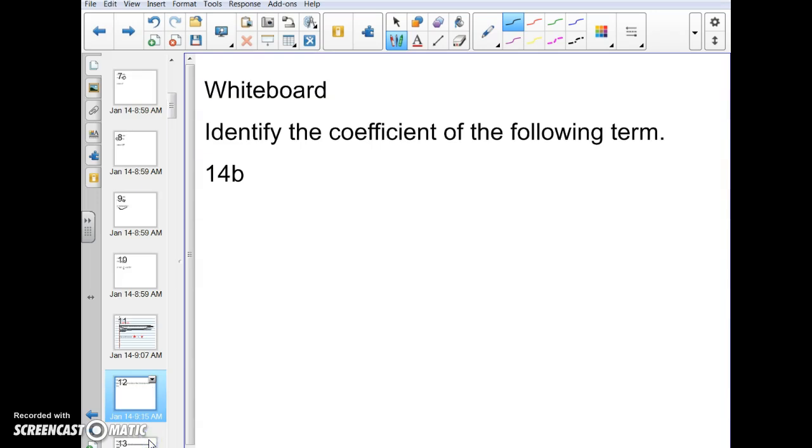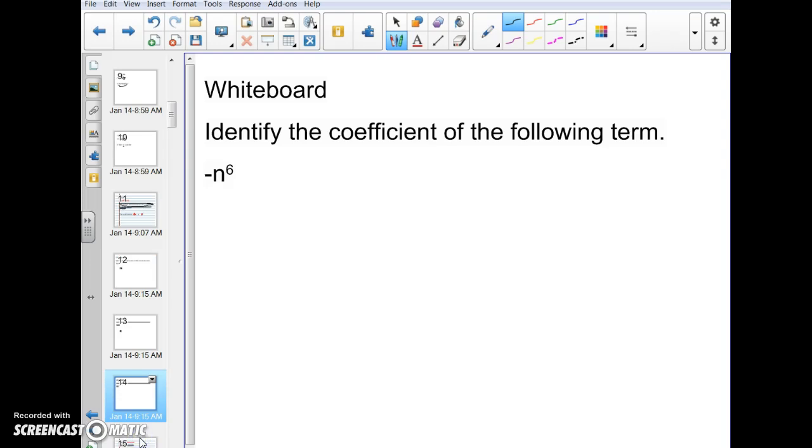Alright, now, obviously, I'm not in class, can't do the whiteboards, but I want you guys to copy these down. Identify the coefficient of the following term. So I have 14b, power is 1, so there's no power. Coefficient here is, in fact, 14. Now I want you guys doing the same thing here. Copy this example down. What is the coefficient? If you said the coefficient was 12, good job, you are correct.